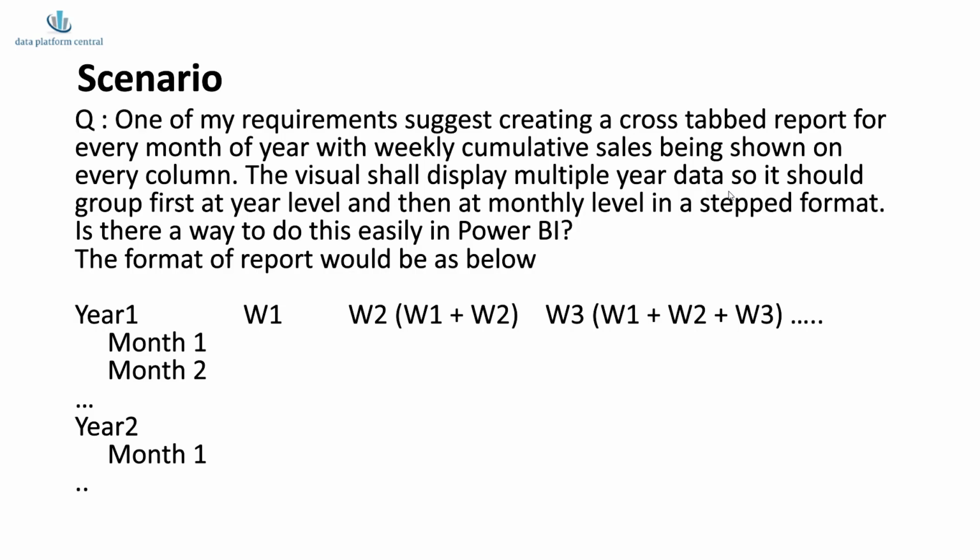And the calculation to be used is a cumulative calculation. So week 1 will contain the week 1 data, week 2 will contain week 1 plus week 2 data, week 3 will contain week 1 plus week 2 plus week 3, etc. up to week 6 or whatever maximum week that month has, which will be same as the month total. So given a scenario like this, how can we calculate it easily?